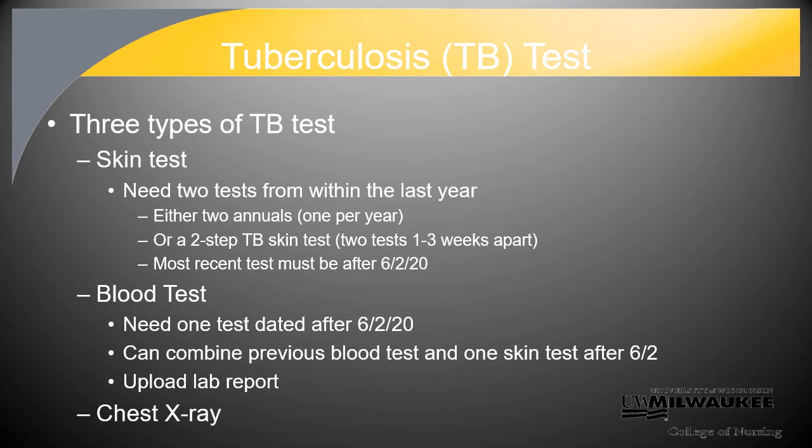That means you are visiting your healthcare provider a total of 4 times, once to get it placed, 2 days later to get it read, and then the same process again 1 to 3 weeks later. The first of your 2-step can be before June 2nd, however the second must be after that date. The reason your most recent TB test must be after June 2nd is because the clinical sites require it within 90 days of starting at the facility.